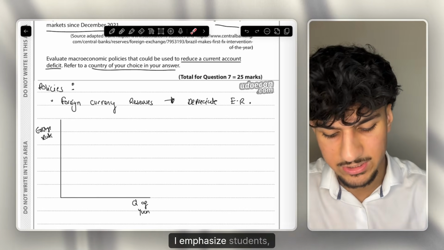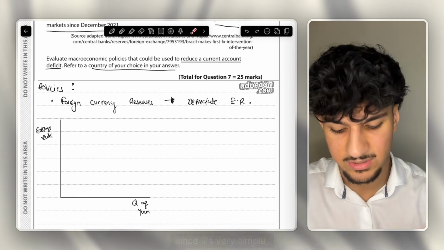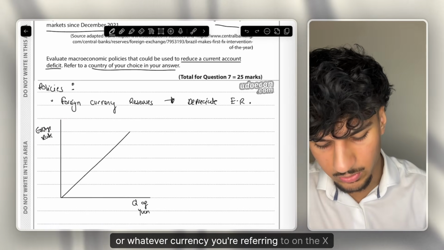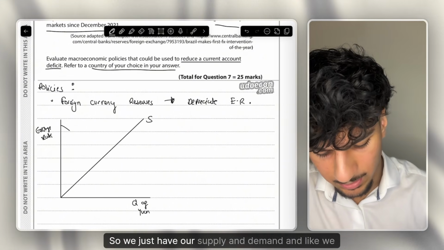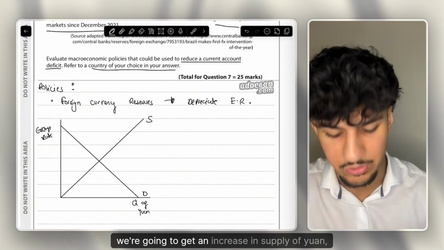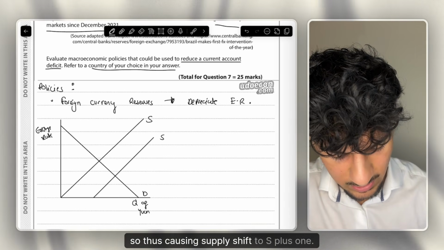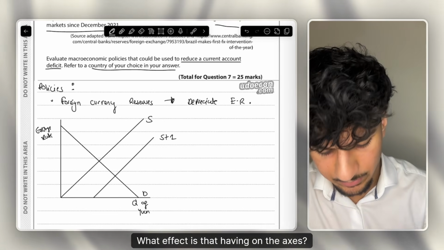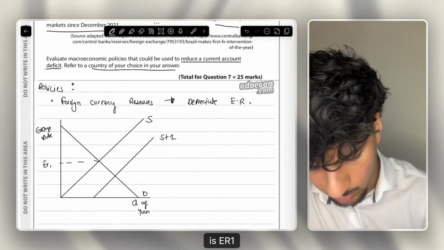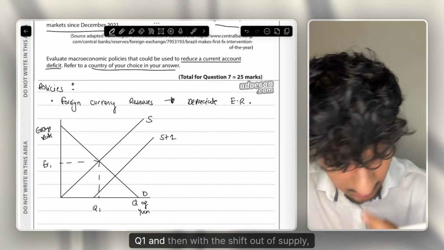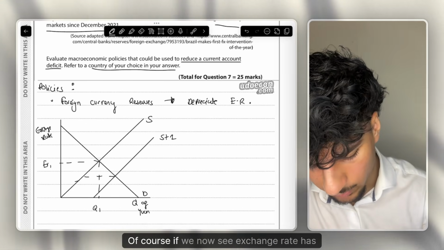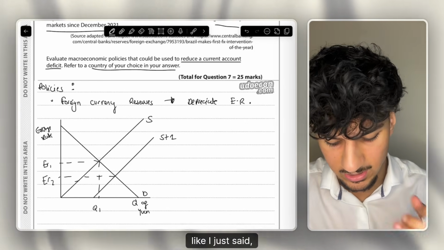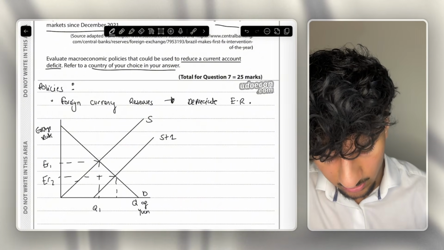Now, this is a great diagram I emphasize students to make sure you remember, since it's very simple, just essentially a supply and demand diagram with exchange rate on the y-axis and quantity of yuan, or whatever currency you're referring to, on the x-axis. And here we just have our supply and demand, and like we said, we're going to get an increase in supply of yuan, thus causing supply to shift to S plus 1. Now let's see what effect that is having on the axes. So let's start from our original equilibrium, which is ER1 and Q1, and then with the shift out of supply, what's going to happen? Of course, we now see exchange rate has decreased from ER1 to ER2, and like I just said, we would call that a depreciation, and quantity has also increased.